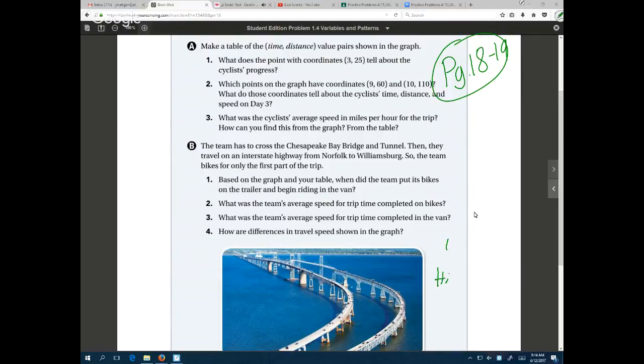Where did they start at, 6 or 9? Okay, and ended up at what? So how many miles did they travel? So you should be able to find the speed of the van. 2.